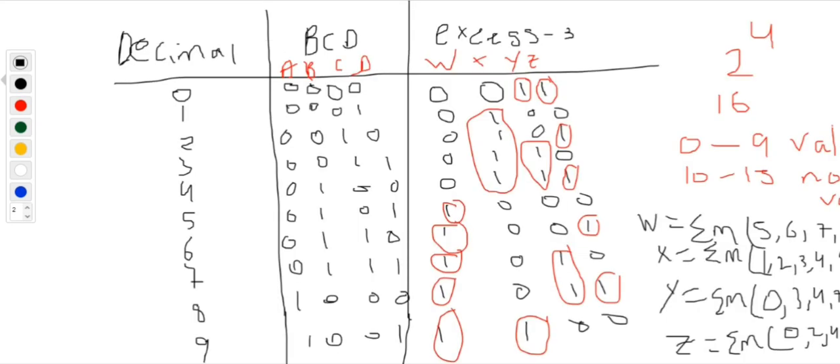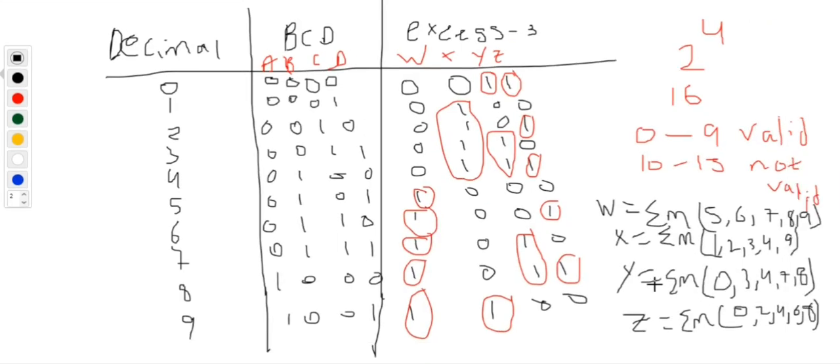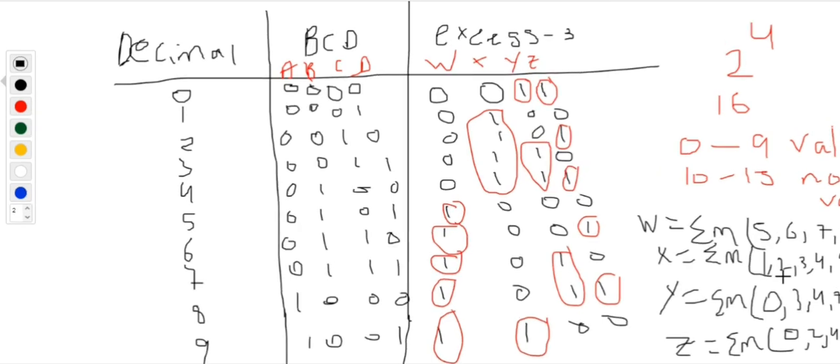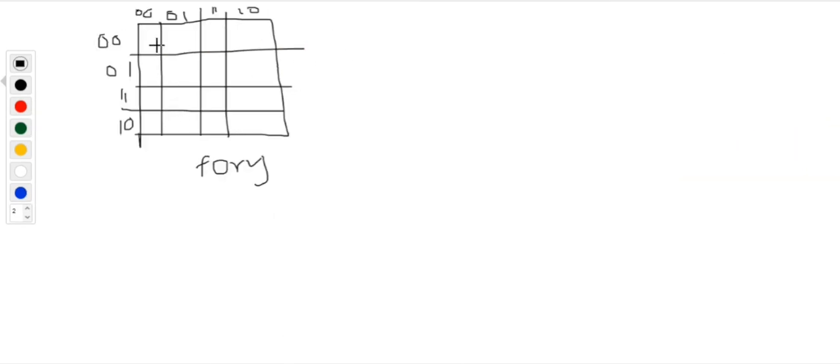So for what values is Y high? Here it is 0, 3, 4, 7, 8. So we will place ones in the places of 0, 3, 4, 7, 8, and in the places of 10, 11, 12, 13, 14, 15 we will place X as don't cares.